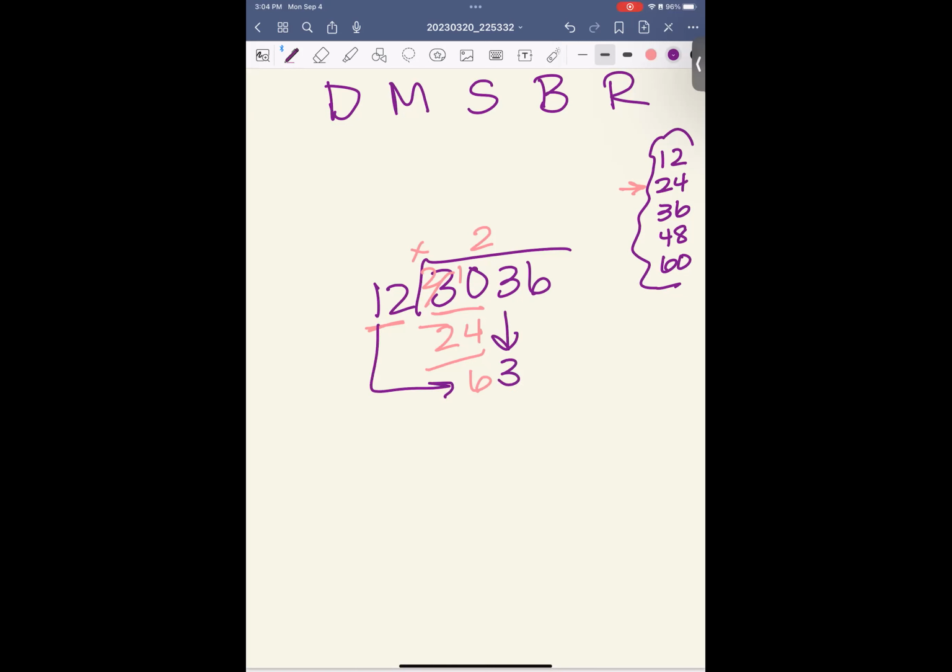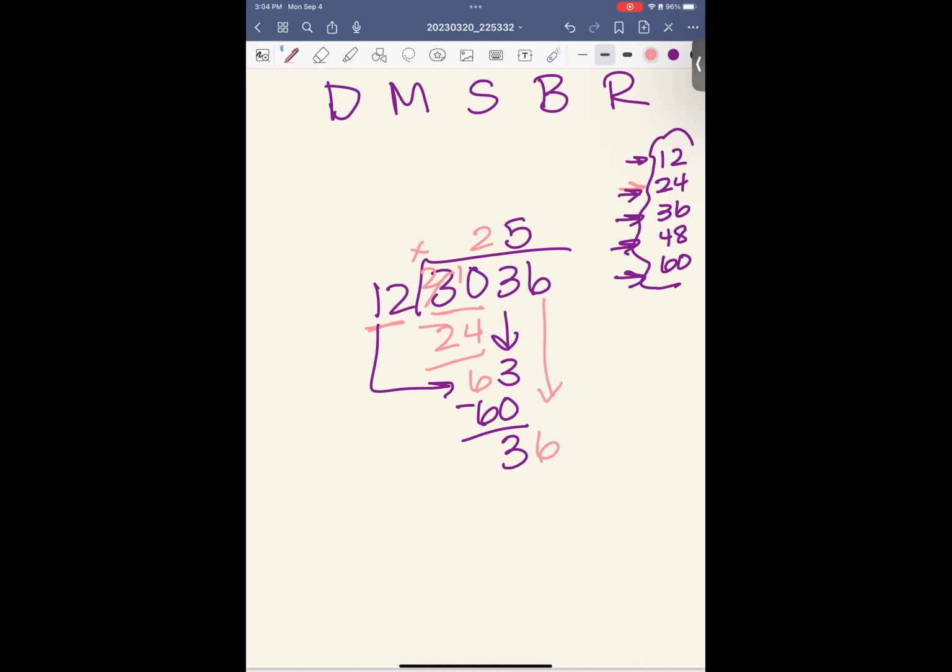How many groups of 12 can I take out of 63? Well, right here I see 1, 2, 3, 4, 5 is going to be the closest I can get. 5 times 12 is 60. Subtract, 63 minus 60 is 3. Is 3 smaller than 12? Absolutely. Bring down your last digit.